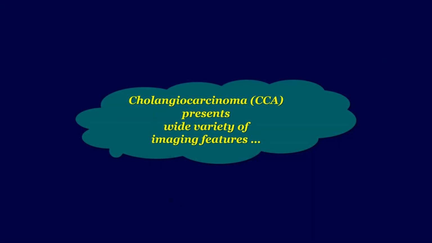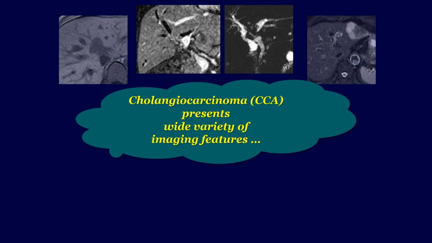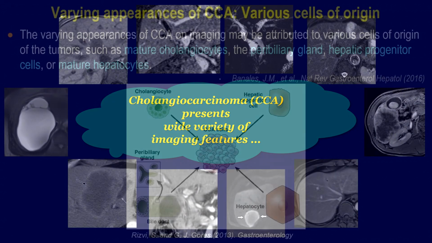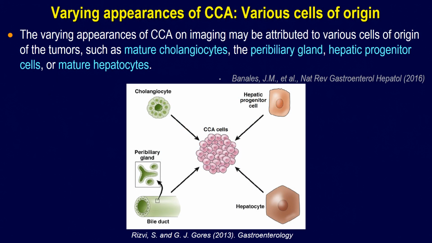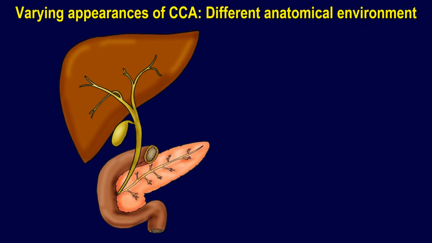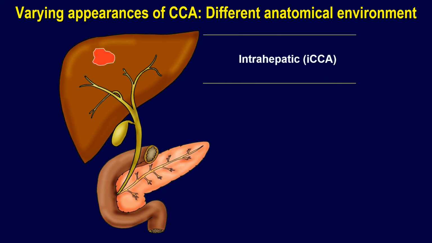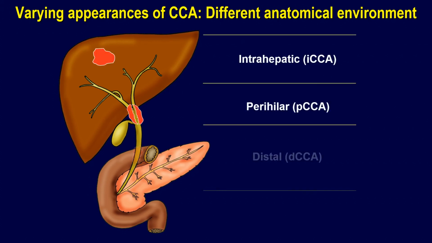Cholangiocarcinoma is well known for displaying a variety of imaging features. The varying appearances of cholangiocarcinoma may be attributed to various cells of origin of the tumors, such as major cholangiocyte, peribiliary gland, hepatic progenitor cells, and major hepatocyte. In addition, different anatomical environment or location of cholangiocarcinoma may also contribute to its varying appearances on imaging.